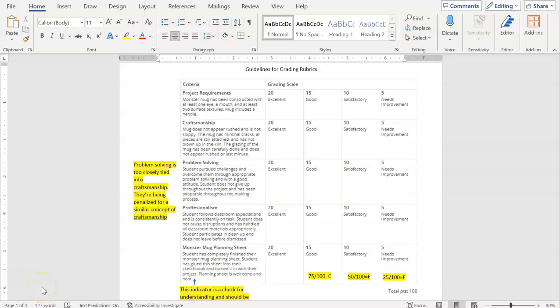All right, I have been teaching for 18 years, and grading was a struggle for me for a long time because my university experience never explained how to set up a grading rubric or how to determine how many points to put on that rubric.